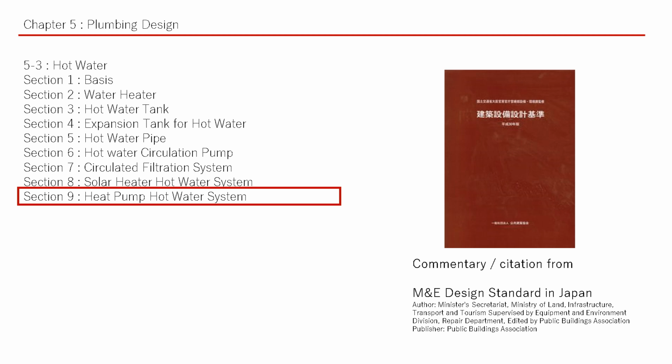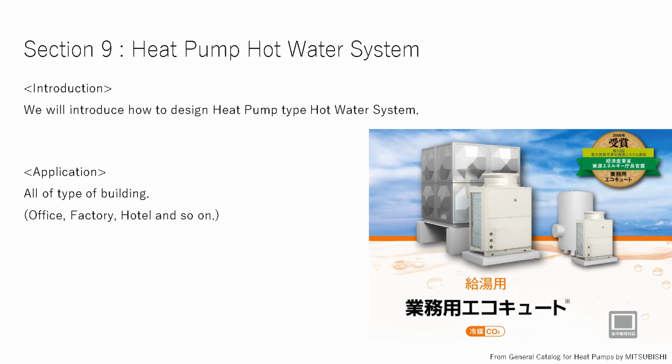This time, we will explain about heat pump hot water system based on M&A design standard book in Japan. Section 9, Heat Pump Hot Water System. We will introduce how to design the capacity of heat pump for hot water. This method can be applied for all types of building.